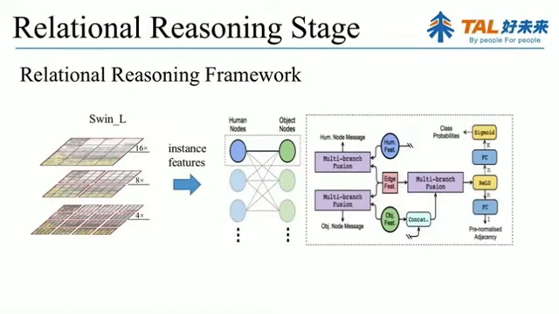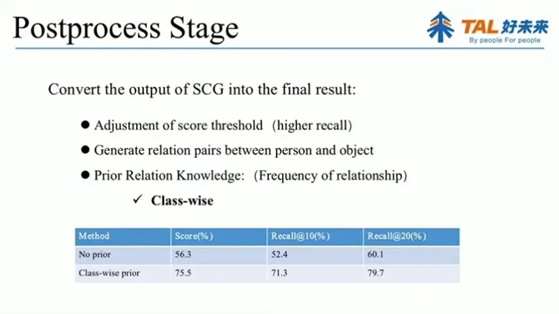The second stage is the relational reasoning stage. The framework we used is ICG, and the backbone is replaced with Swin Large for better feature extraction. The third stage is the post-process stage. The goal at this stage is to convert the output of ICG into the final result. This slide shows the strategies we used.